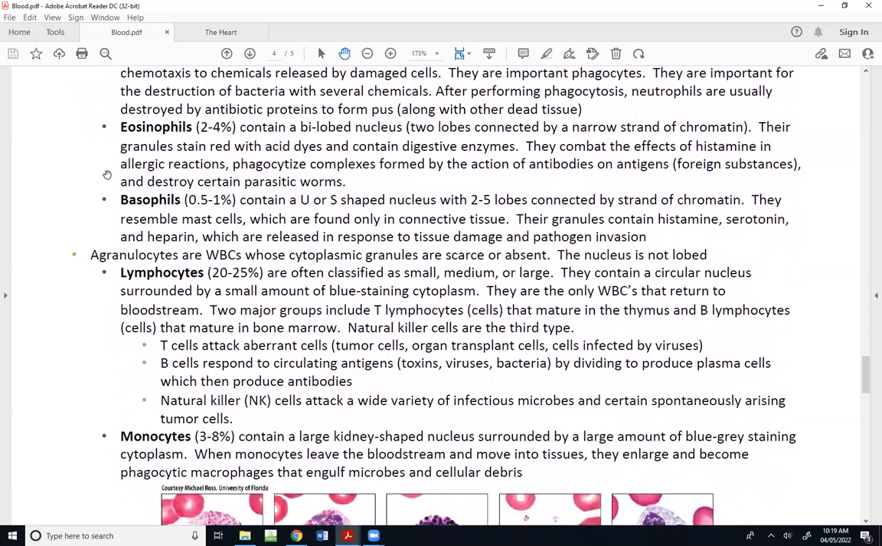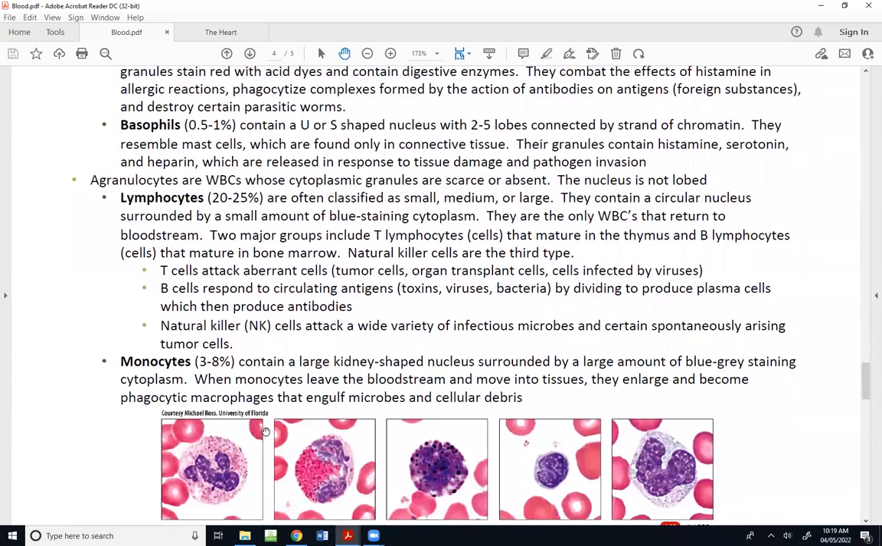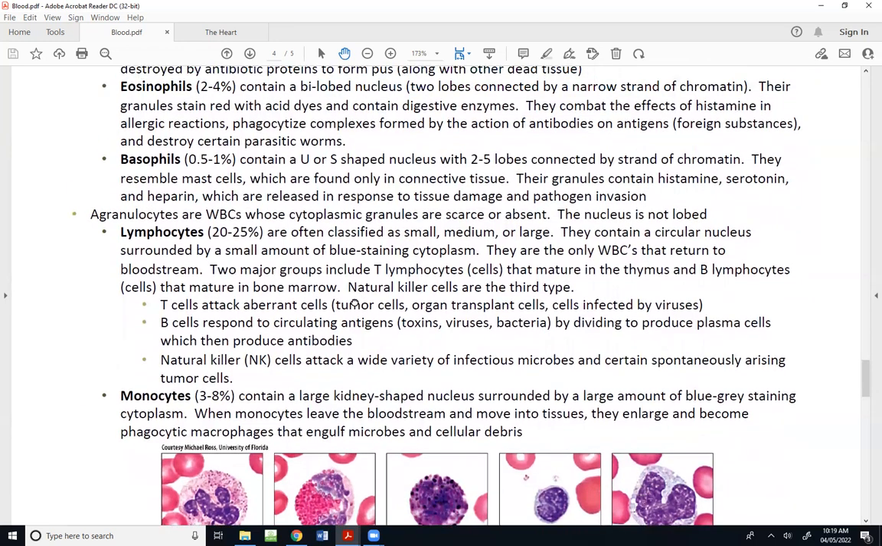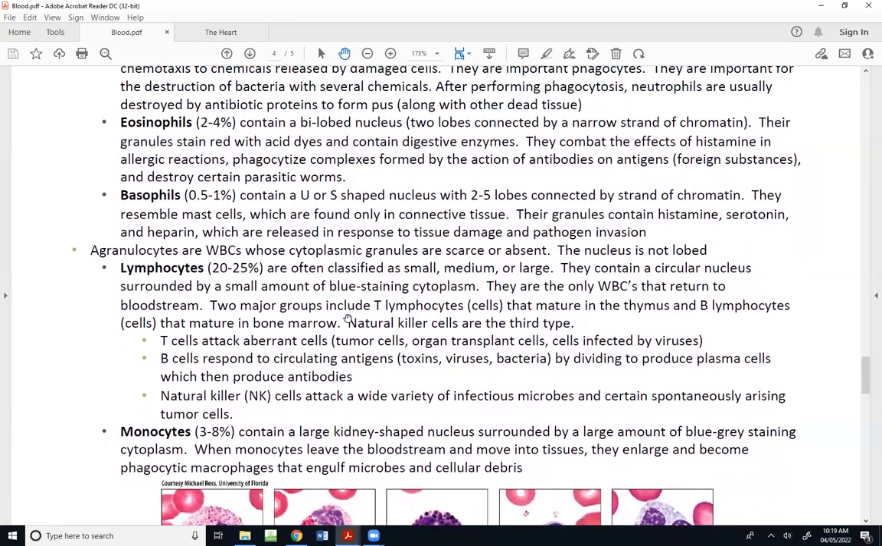Eosinophils, very small number, only 2 to 4%, contain a bilobed nucleus. Here you can see the two lobes very nicely. They're connected by a little strand of chromatin. Their granules stain red with acidic dyes and contain digestive enzymes. I'm not really worried about that. But I do want you to know the last little bits here. They combat the effects of histamine in allergic reactions. They phagocytize complexes formed by the action of antibodies on antigens, which are just anything that's foreign, and they can destroy certain parasitic worms.